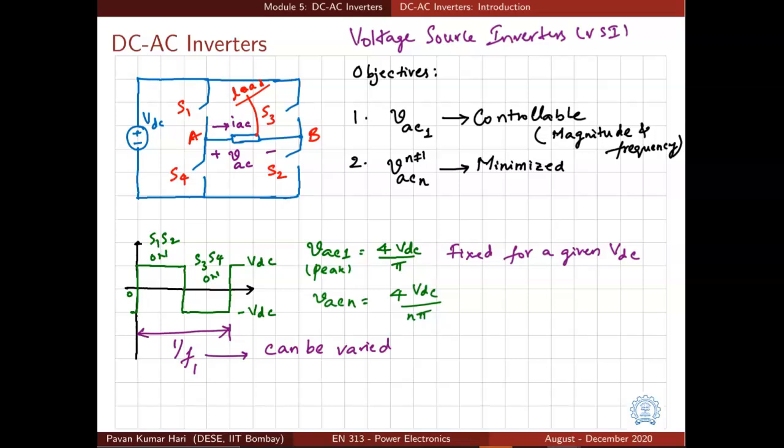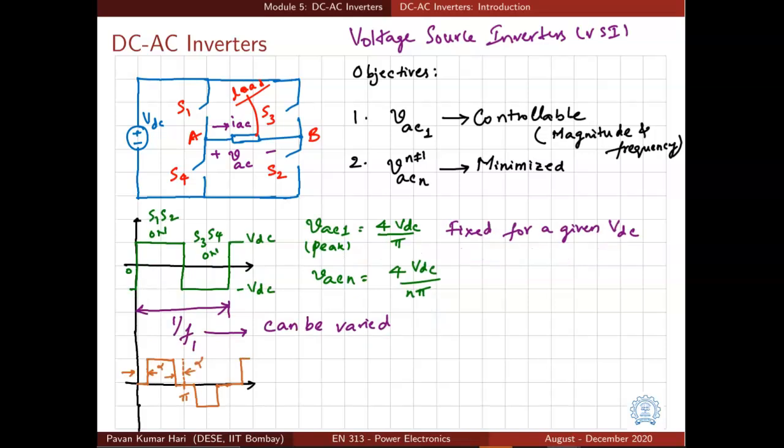So we need to look at a better method. Let us say we turn on the switches S1, S2 and S3, S4 appropriately such that we can generate a voltage having not just VDC and minus VDC, but also switch in such a way that the voltage is 0 in some intervals. And how do we make sure that the voltage is 0? By simply turning on S1, S3 together, or by simply turning on S2, S4 together. It is like short circuiting the load, but it's only for a small interval, so it's acceptable.